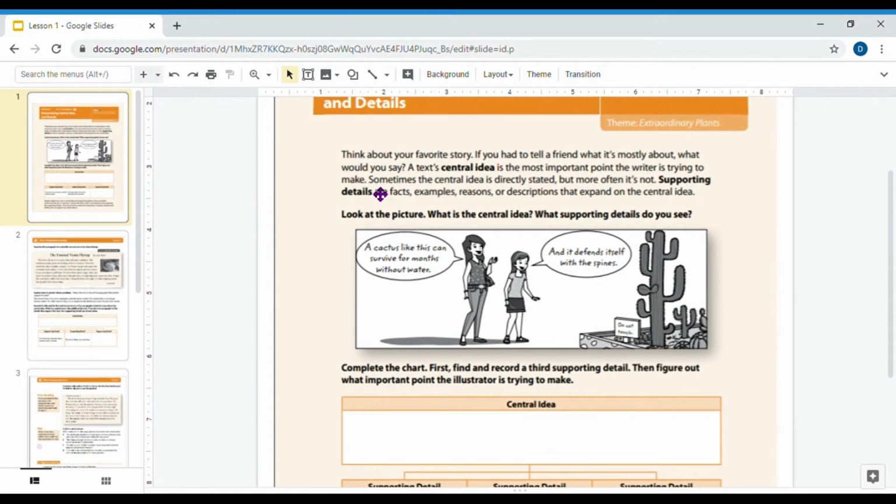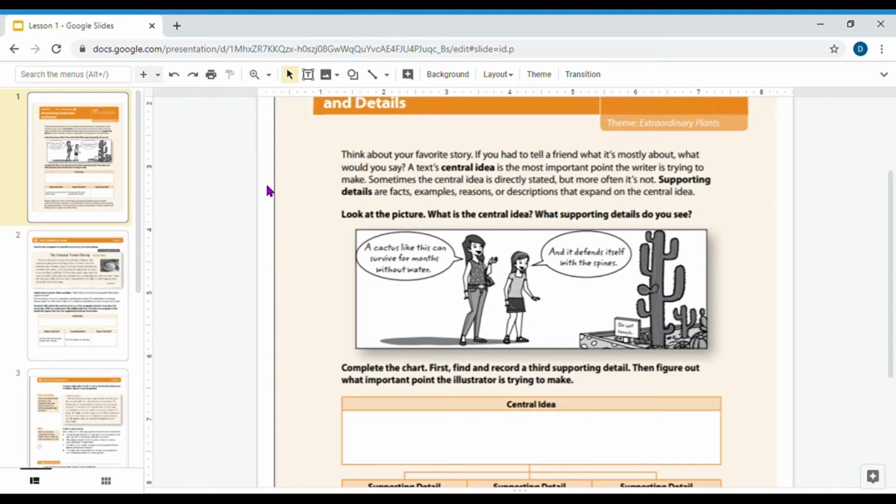It says, think about your favorite story. If you had to tell a friend what it's mostly about, what would you say? A text's central idea is the most important point the writer is trying to make. Sometimes the central idea is directly stated, but more often it's not. Supporting details are facts, examples, reasons, or descriptions that expand on the central idea.